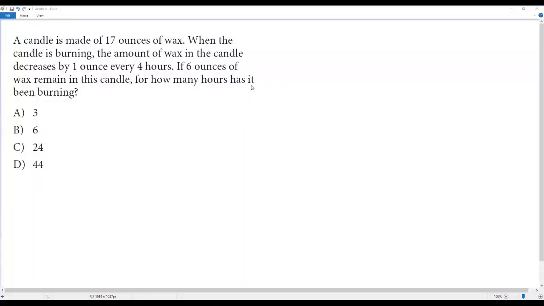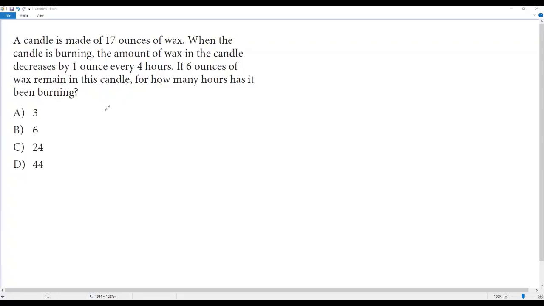Here we have a SAT math question. Okay, let's go to the information. A candle is made of 17 ounces of wax. When the candle is burning, the amount of wax in the candle decreases by 1 ounce every 4 hours. If 16 ounces of wax remain in this candle, for how many hours has it been burning?